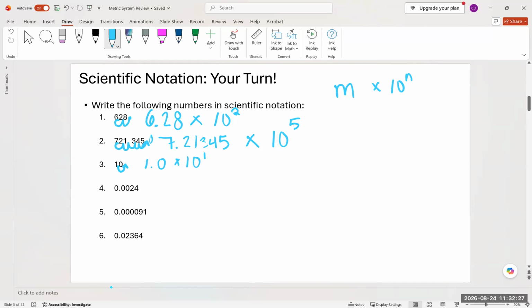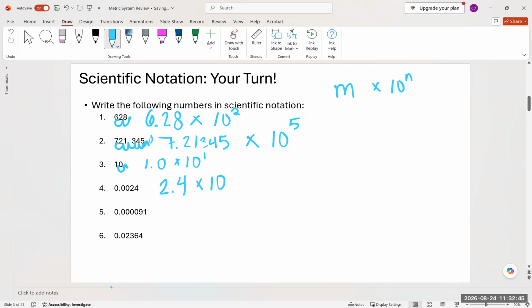So again, when we're going to first write this M portion, we have to find the first non-zero number. So that's going to be 2. Then we write the remaining digits after the decimal. So in this case, it's 2.4 times 10 to the what?